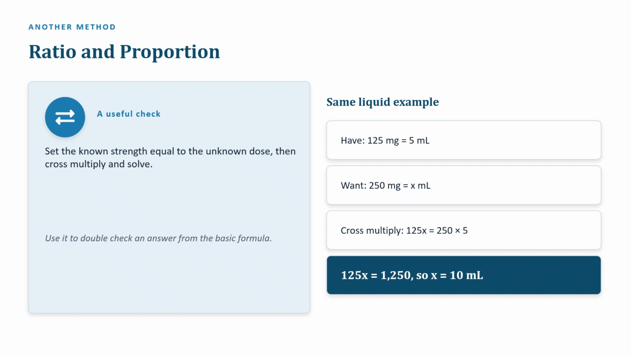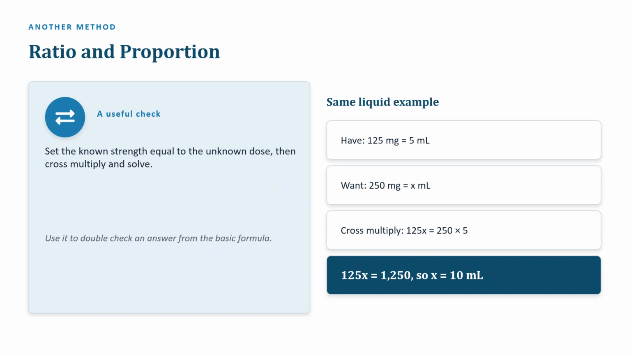Now cross multiply, meaning multiply across the 2 ratios. That gives 125 times X equals 250 times 5. The right side is the 1,250. So 125x equals 1,250. Divide both sides by 125 and x equals 10 milliliters. That is the very same answer we got with the basic formula, 10 milliliters, which confirms our work.